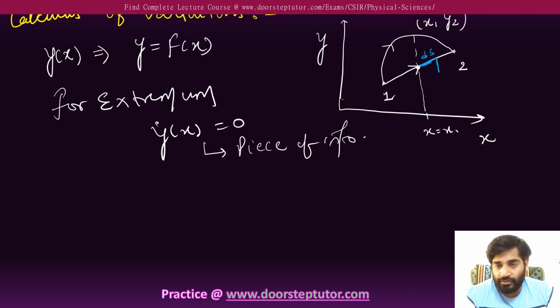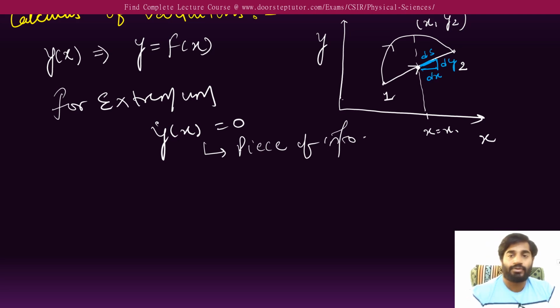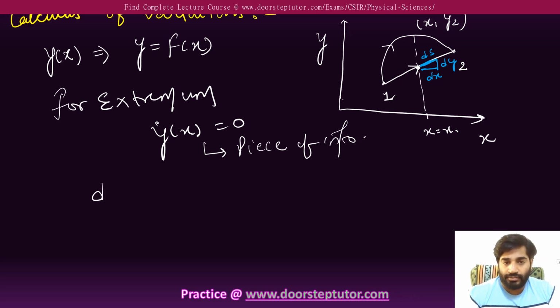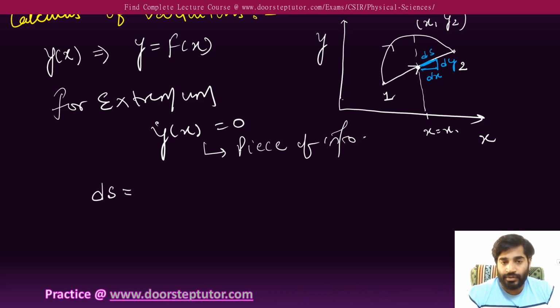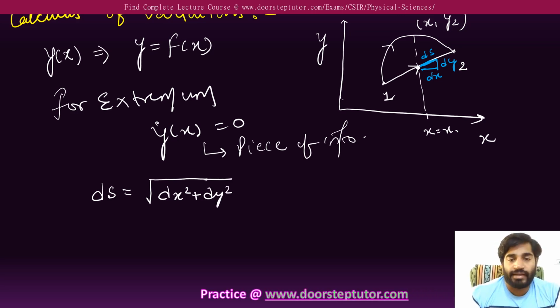This is the combination of the components dx and dy. This is dy, this is dx. So if someone asks what is the small element ds, it is the length of the small element. Means we find the function of the path, and that is the square root of dx square plus dy square. That's it.